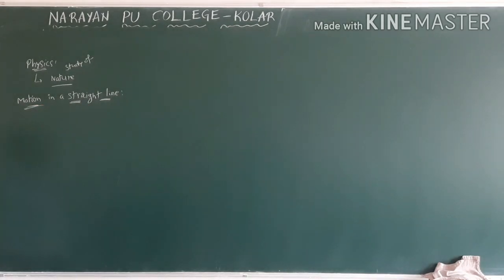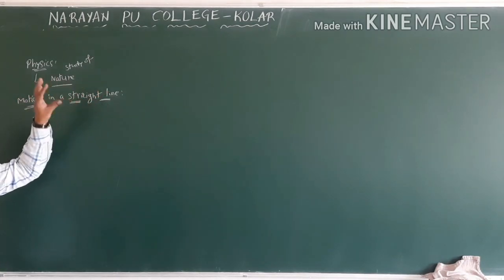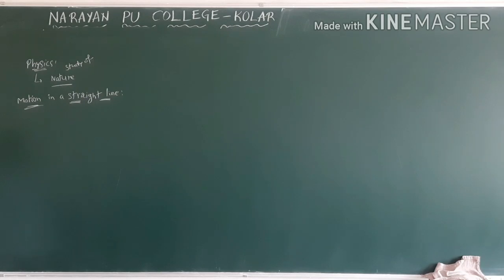So, motion in a straight line. It is there in the name only. Motion means the object is changing its position with respect to time and surroundings. I will give the definition also. In a straight line, the object is moving in a straight line without going in any other direction, only in one particular direction.